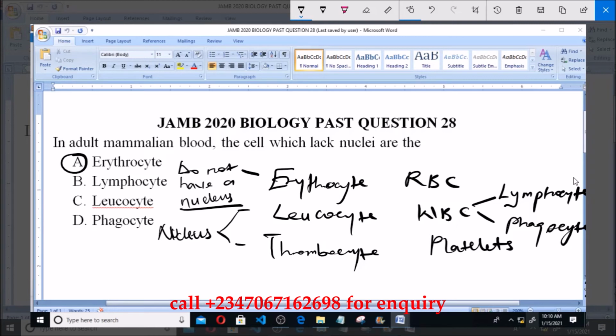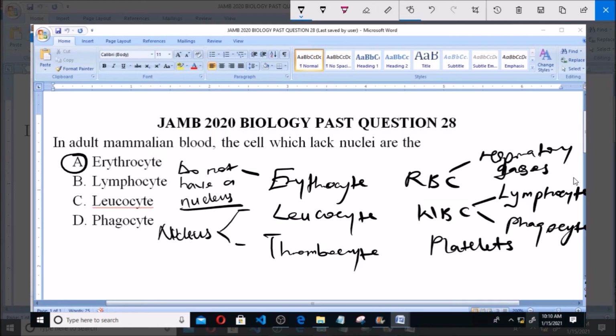Likewise, the thrombocyte, which is a platelet, has a nucleus. But the erythrocyte, which is the red blood cell that is responsible for the transport of respiratory gases such as oxygen and carbon dioxide, does not have a nucleus. So the answer to this question is option A, erythrocytes.